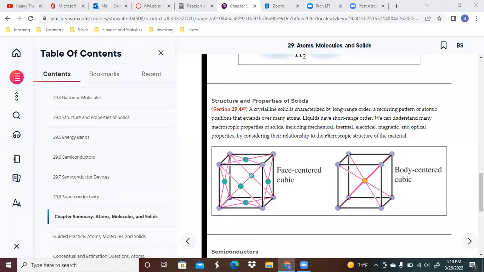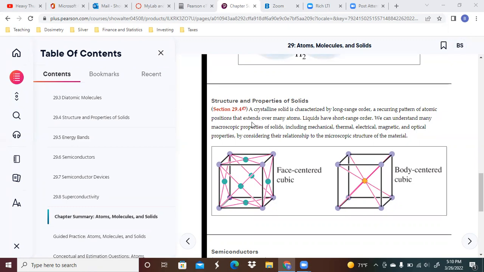This lecture is going to be over section 29.4. We'll talk about the structures and properties of solids. So a crystalline solid is characterized by long-range order, a recurring pattern of atomic positions that extend over many atoms. Liquids can have short-range order, but not quite the long-range order that you see in solids.